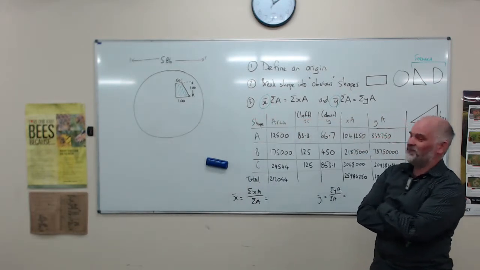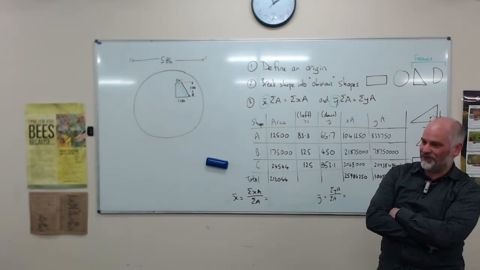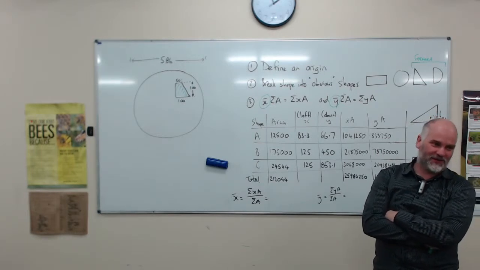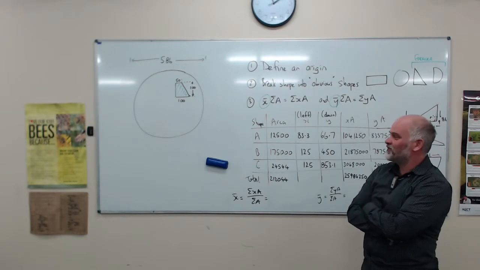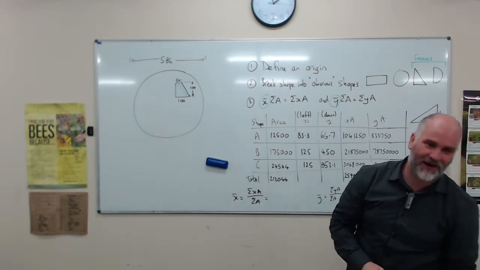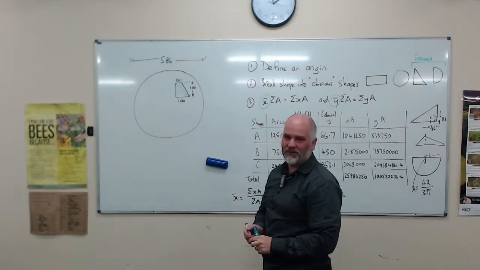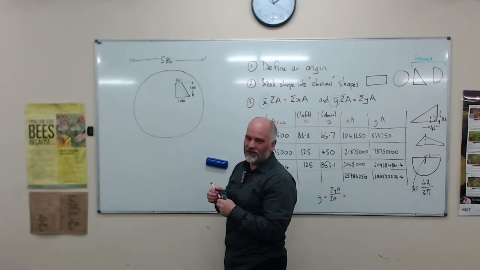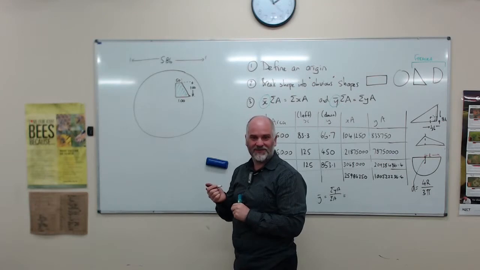Step 1, define an origin. Where do you want to put the origin for this thing? Top of the circle. Okay, I'm going to live with that because we don't really have a corner that we could put it. I'm getting a few shaking heads. What are you going to suggest?